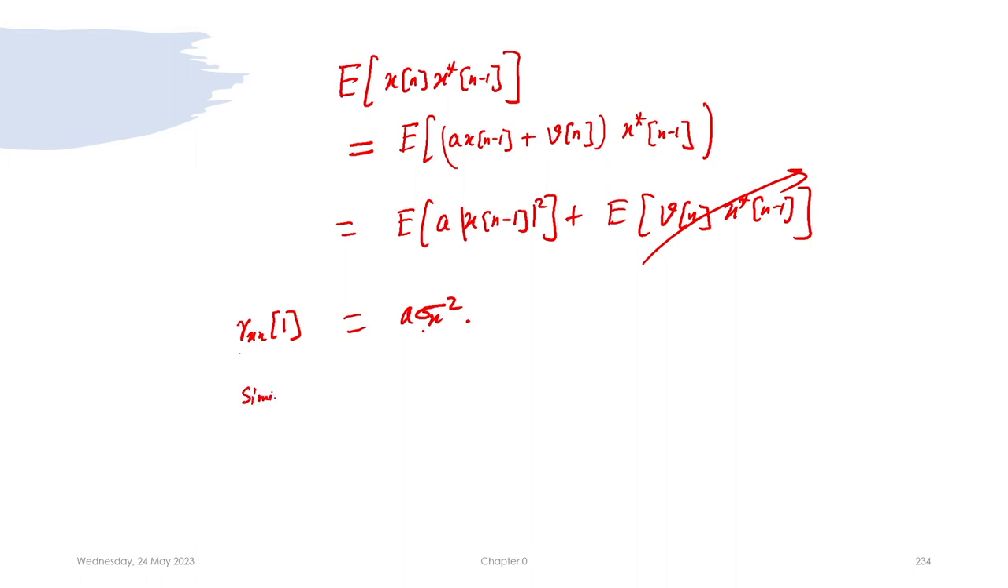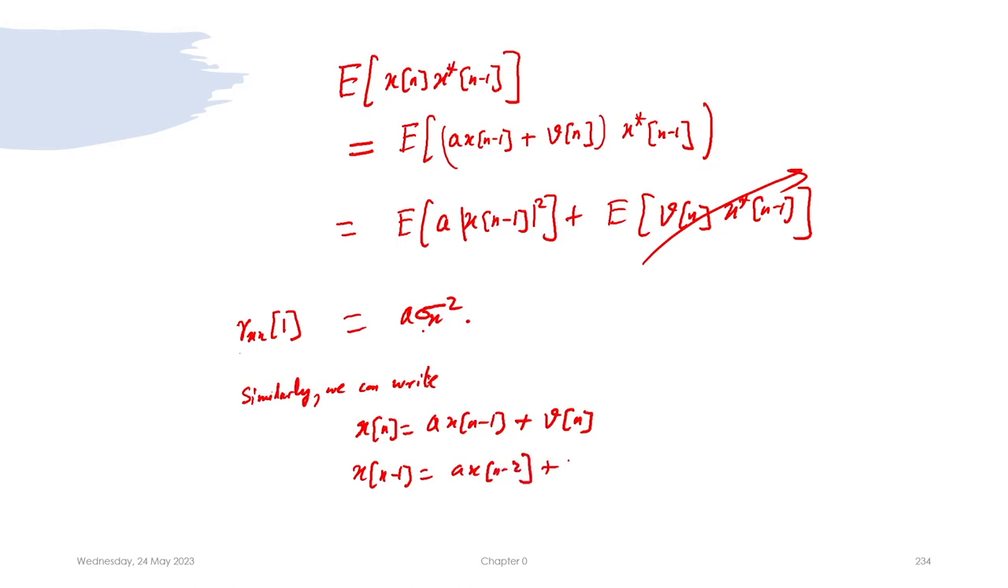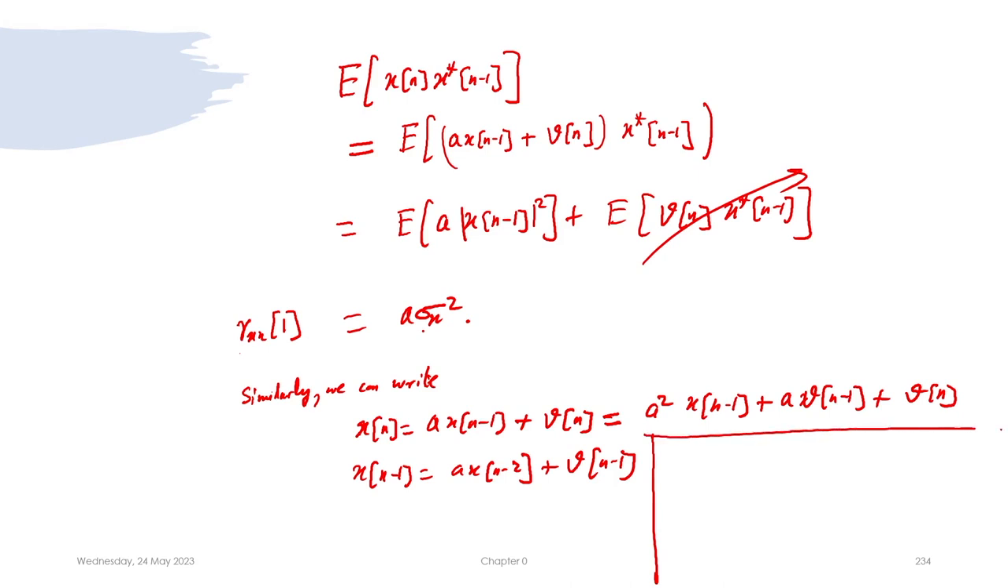Similarly, x_n equals a x_{n-1} plus v_n, and x_{n-1} equals a x_{n-2} plus v_{n-1}, because it is the same order, or x_n equals a square x_{n-2} plus a v_{n-1} plus v_n. Now, in this case, what I can do is calculate the expectation, sorry, n minus 2, my bad, n minus 2.